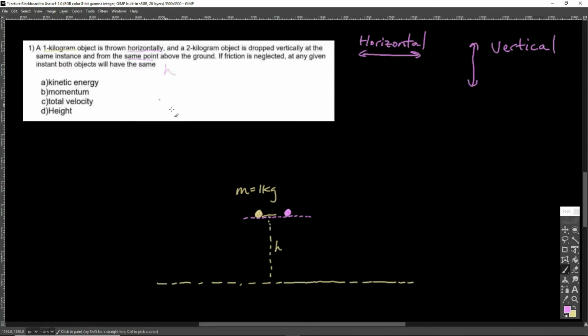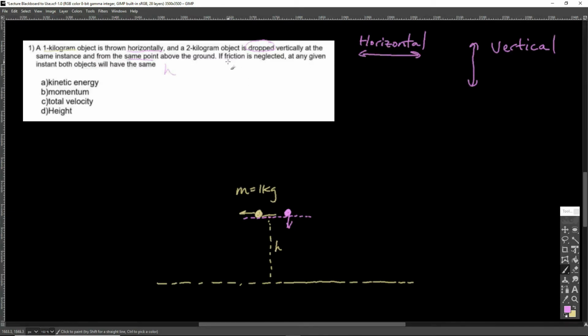Okay, so look what it says. The 1 kilogram object was thrown horizontally. And then the 2 kilogram object is dropped. Dropped is the word. Dropped vertically. So this one is going to drop vertically downwards.